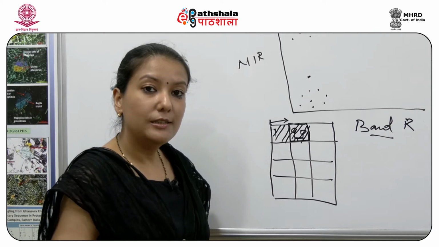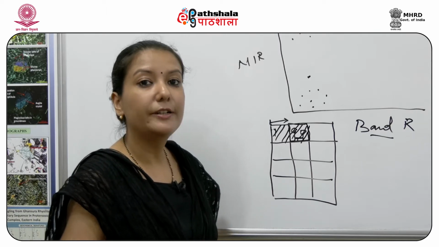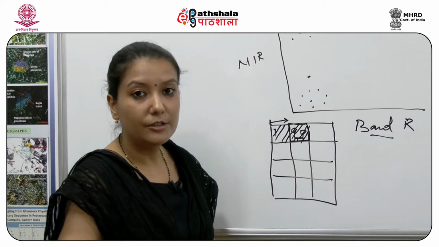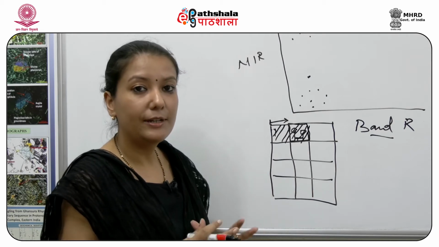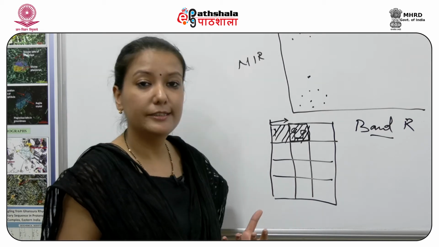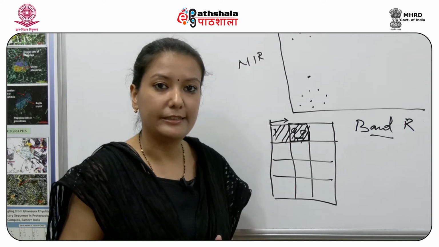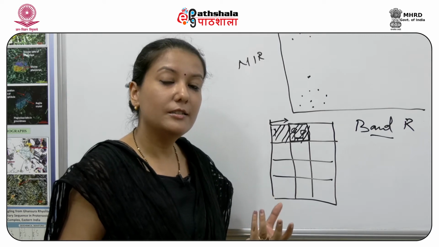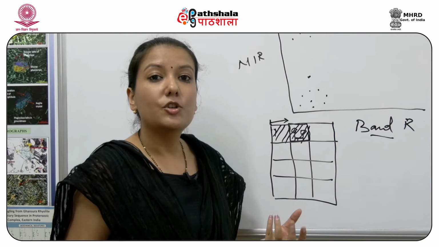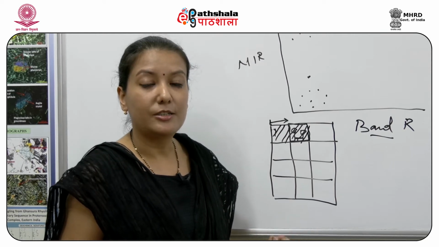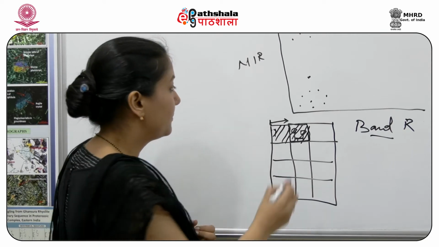What is another resolution which comes into play? That is your radiometric resolution. What is your radiometric resolution? It implies the capacity of a sensor and the storage capacity of the sensor, that whether the image is an 8-bit image or a 4-bit image or a 2-bit image. What happens in a 2-bit image?